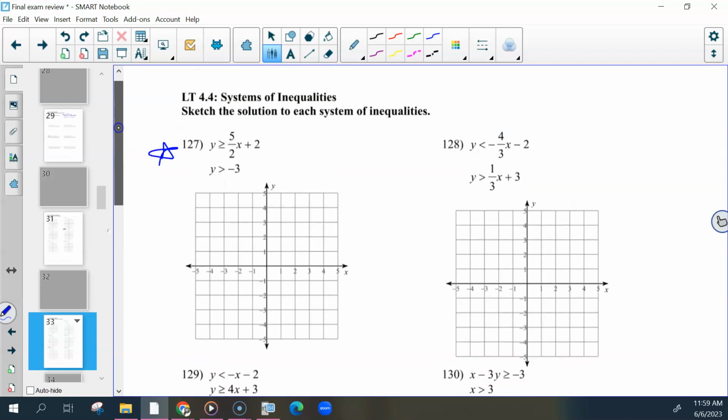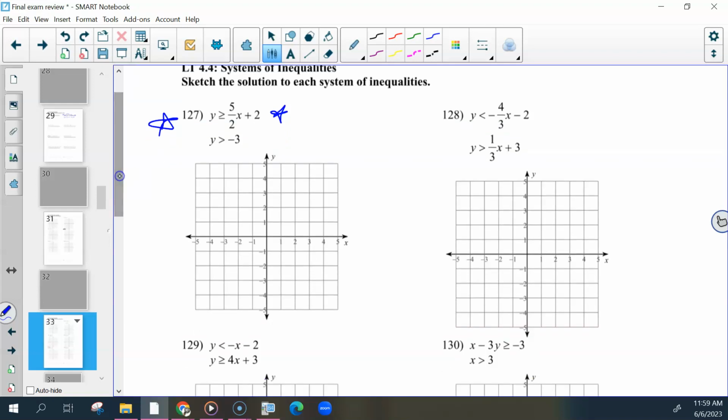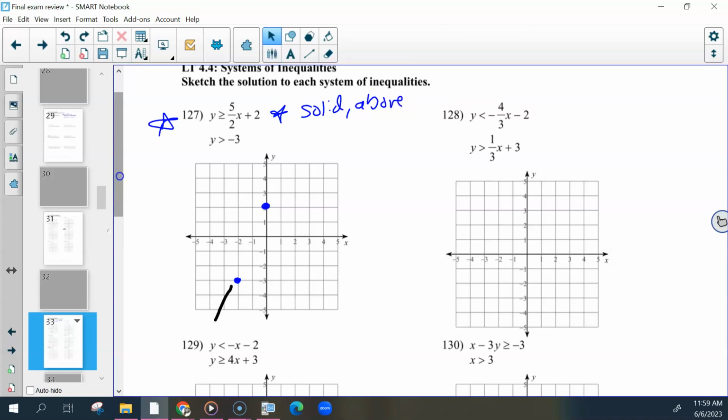So we need to graph both of these. I would suggest using two different writing utensils or colors or something. So for this first one, start at positive 2. Slope is 5 over 2, so we can go up 5 to the right 2, but it runs off the graph. Or down 5 and left 2. Because this is greater than or equal to, this is going to be a solid line, shaded above. So draw the line connecting them.